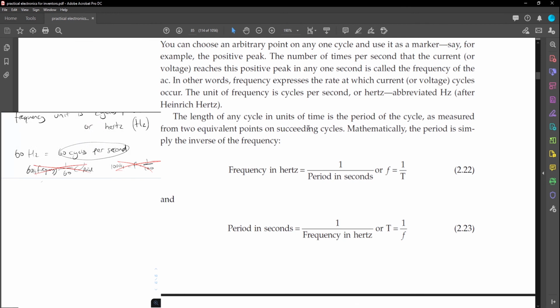But let's just write what they're saying. So they're saying frequency in hertz is equal to 1 over the period, or 1 over time. So this capital T is time now. I thought the lowercase t was time.